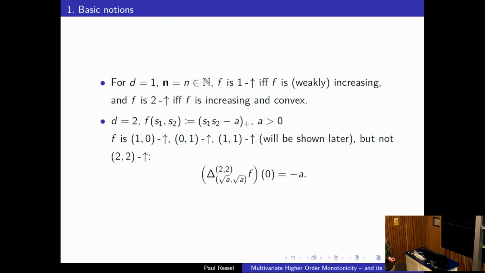Then it is immediately clear that f is (1,0)-increasing. That means it is increasing in the first variable if the others are fixed, and the same here. It is also (1,1)-increasing, and this is not so trivial. It will be shown later. But it is not (2,2)-increasing, because you simply have a counterexample. You can calculate this difference at the point 0 with the step size root of a in both, and here 2 and 2. And the value is minus a, so it can't be.